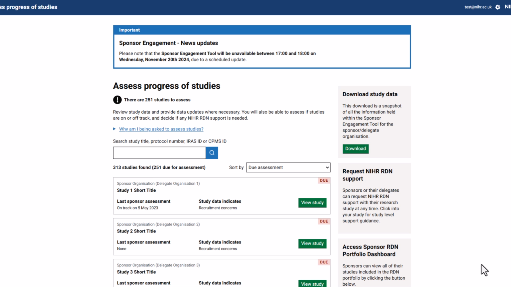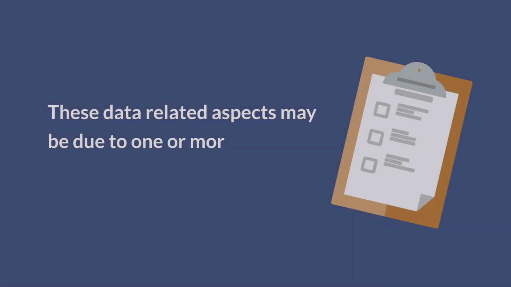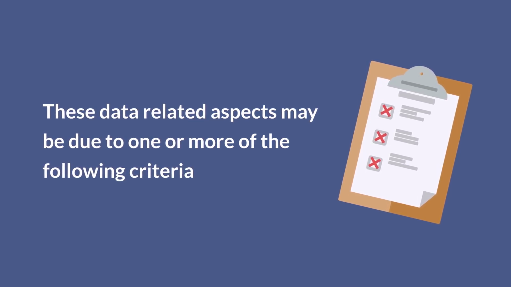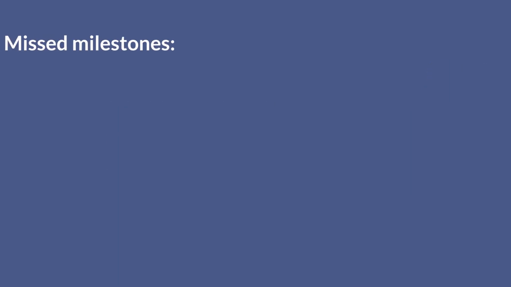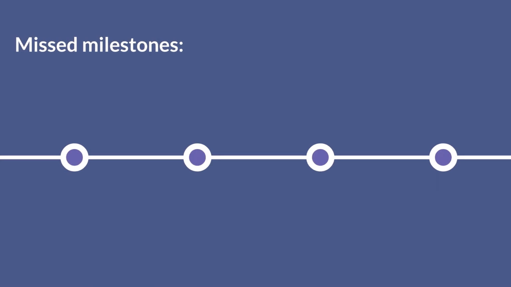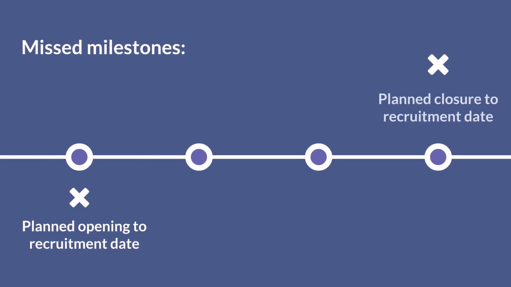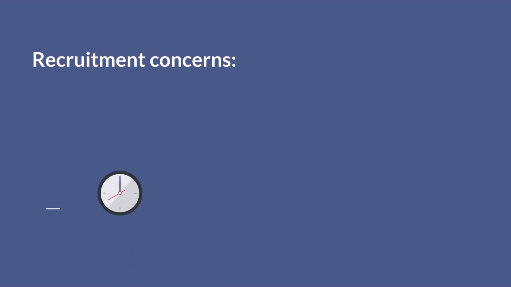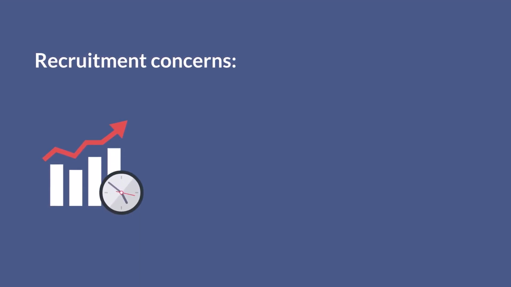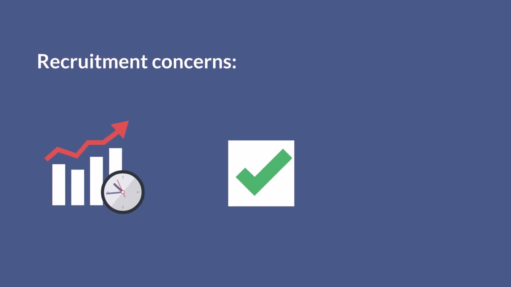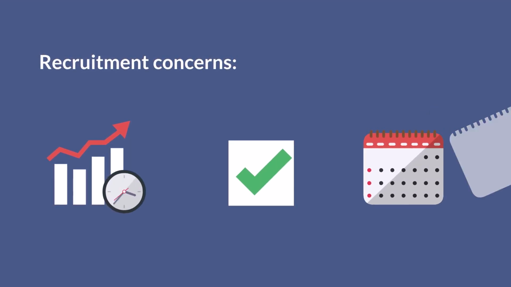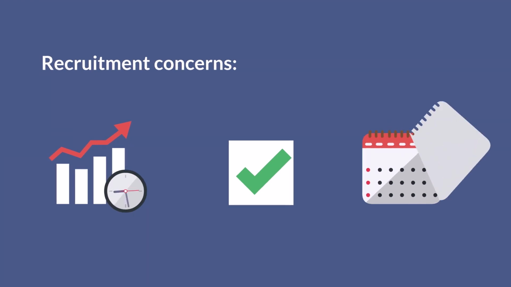Some of these studies have been highlighted due to aspects of the data held by the NIHR RDN and a lapsed assessment. These data-related aspects may be due to one or more of the following criteria. Missed milestones. The study appears to be past a planned milestone, such as the planned opening to recruitment date or the planned closure to recruitment date. Recruitment concerns. The study appears to be behind a linear recruitment projection. The study appears to have already met the UK target. The study appears not to have recruited a participant in more than 6 months.